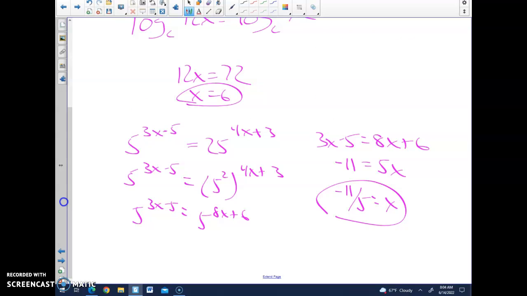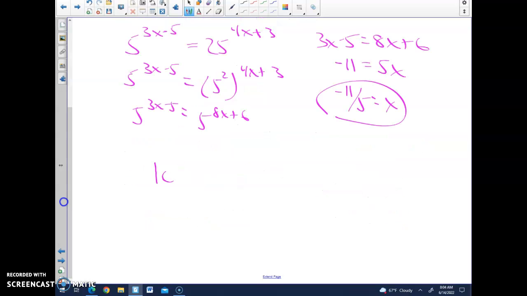And our final problem, log base x of 27 equals 3, is x cubed equals 27. What number cubed gives you 27? That answer is 3.